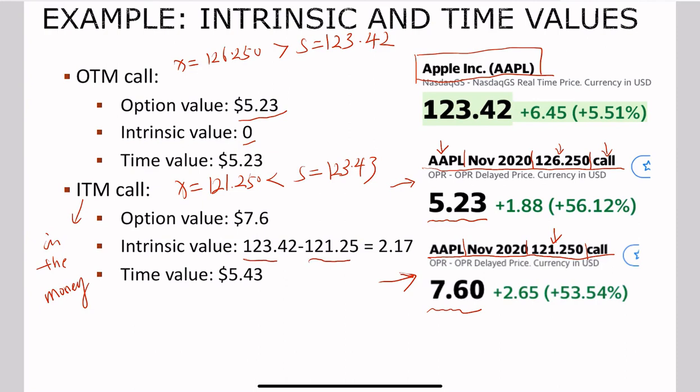So option value is pretty easy again, right? It's just basically 7.6 reading from the picture. And intrinsic value is given by the difference. So it's 2.17. What is time value? Again, it's the difference, right? So it's 7.2 minus 2.13. So we get a time value of 5.34, right? So you can see that for this call, the time value is still quite large compared with its intrinsic value, right?